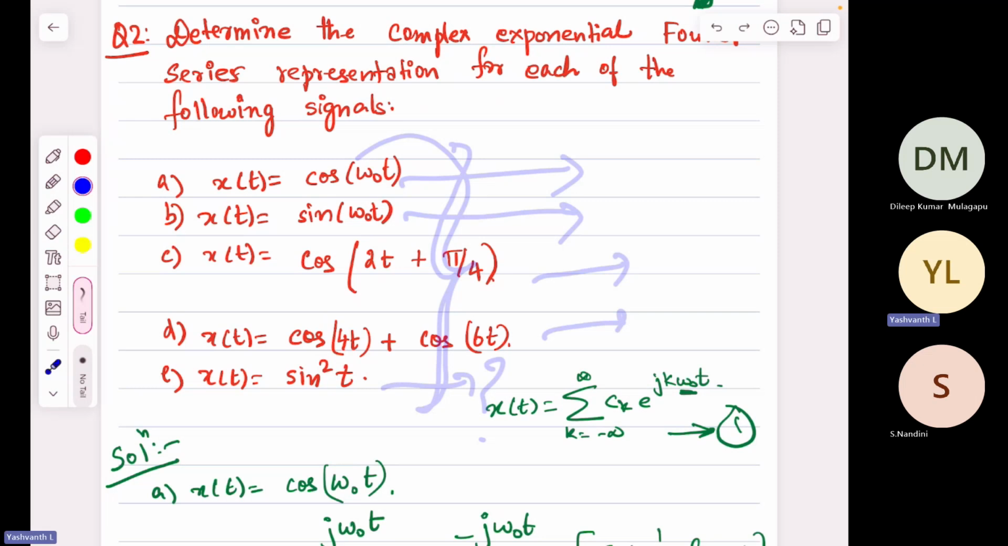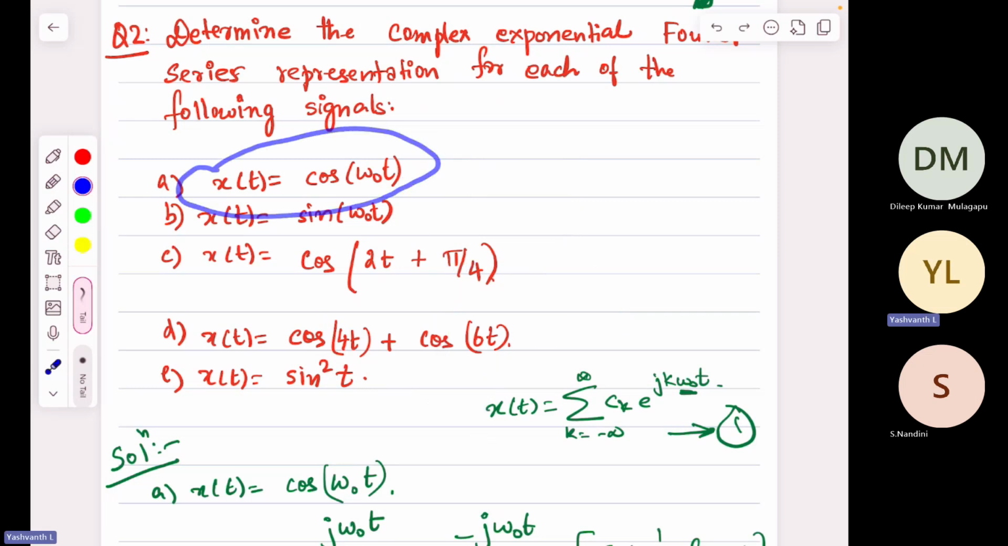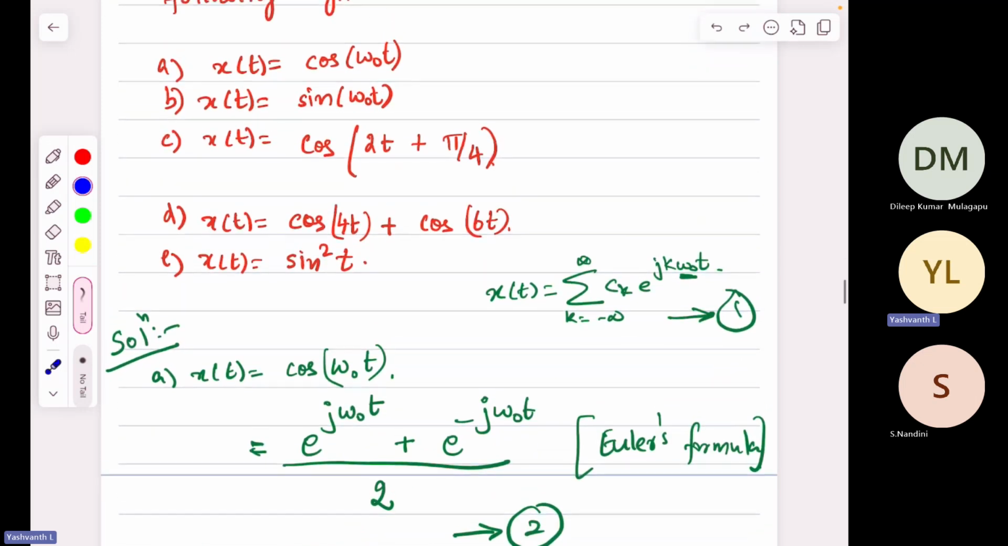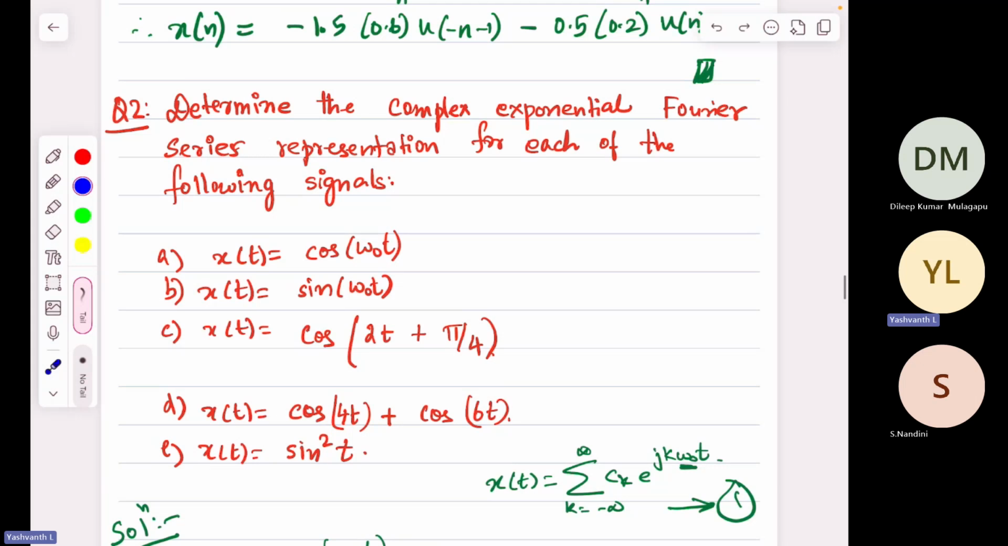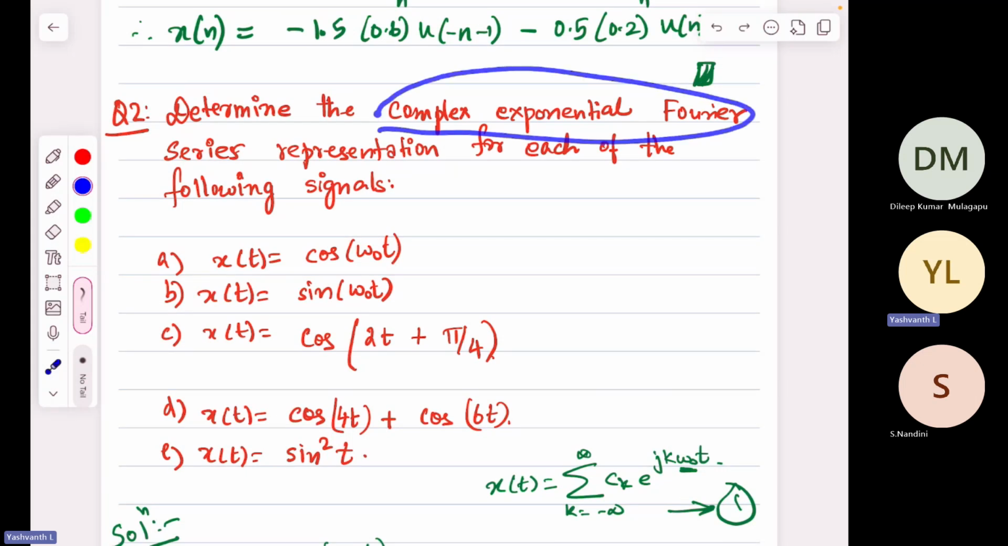The first question is, what if x of t is equal to cos omega naught t. So is cos omega naught t periodic or not periodic? Periodic. Yes, that's why we can write the Fourier series for a periodic signal. Remember, for Fourier series we talk about a periodic signal. Okay, now let us understand.